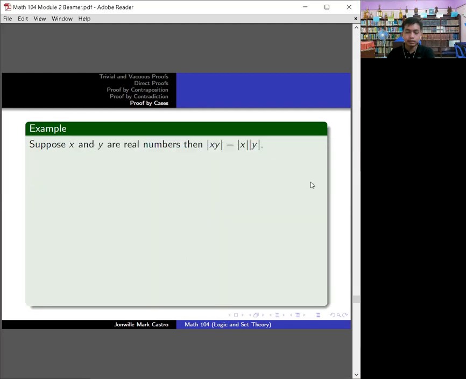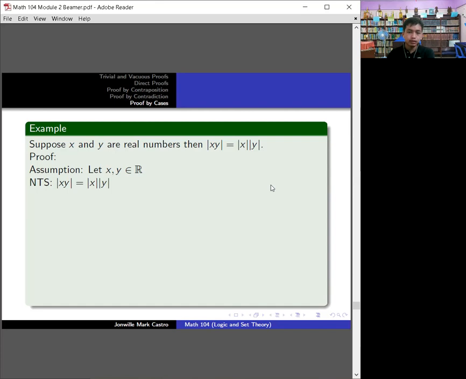So, last example, we have real numbers. Suppose x and y are real numbers. Then, the absolute value of xy is equal to the absolute value of x times the absolute value of y. Okay. So, assume that x and y are real numbers. Need to show the absolute value of xy is equal to the absolute value of x times the absolute value of y.